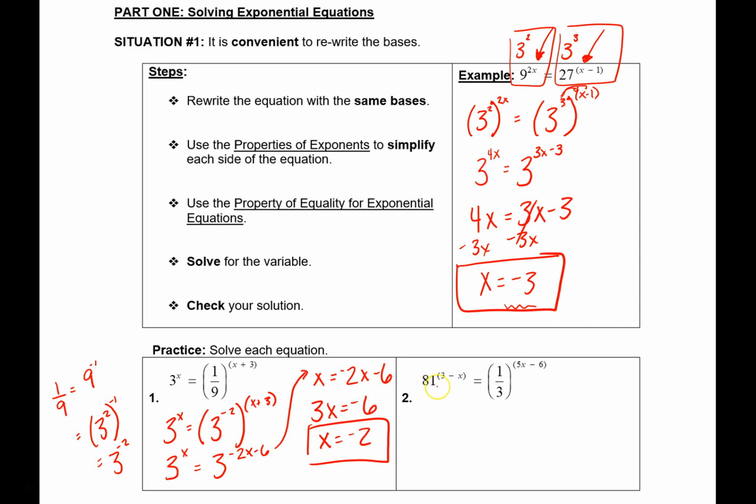This next one has a base of 81 and 1/3. 81 is 3 to the 4th power, and 1/3 is 3 to the negative 1 power. So again, I'm going to distribute my powers because that's a power raised to a power. So that's 3 to the 12 minus 4x is equal to 3 to the negative 5x plus 6. And then I set my exponents equal to one another because the bases are the same.